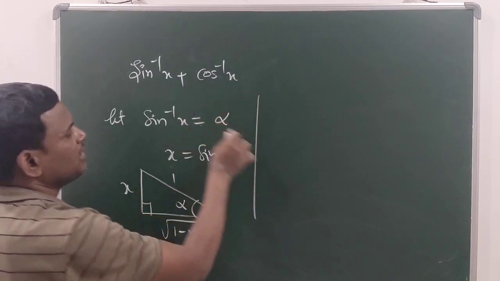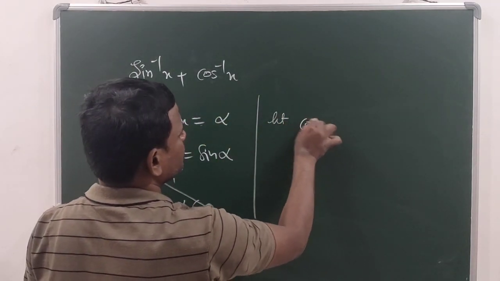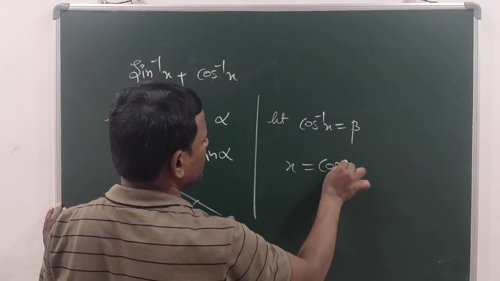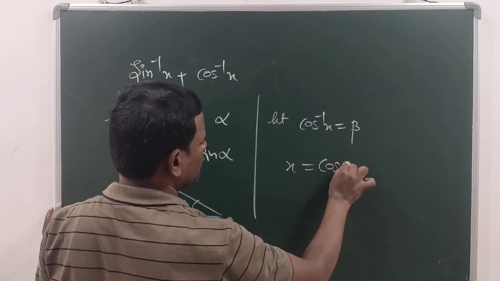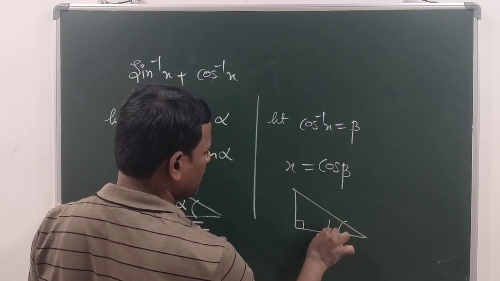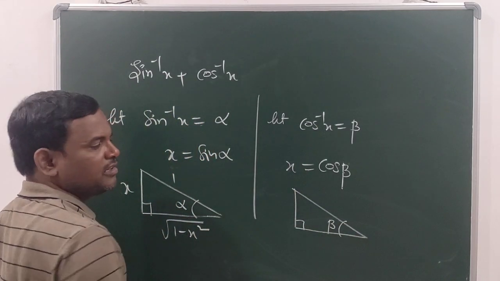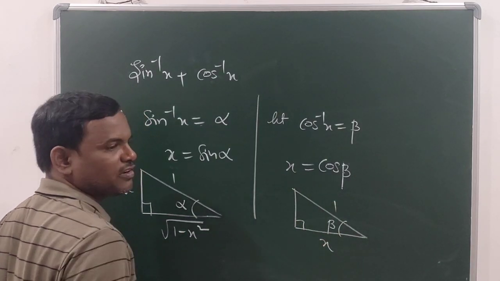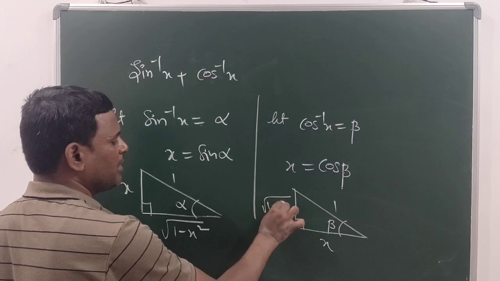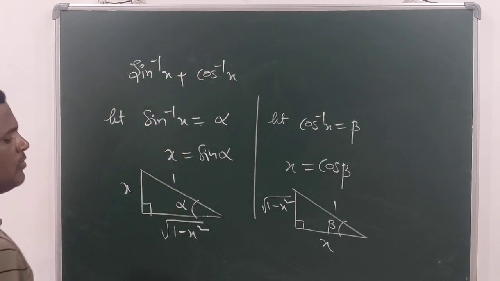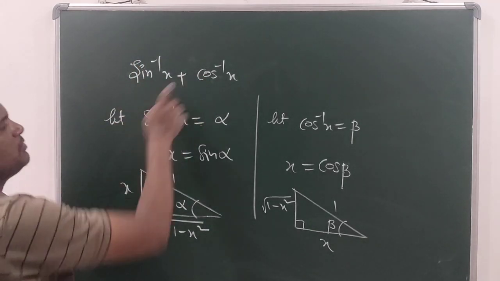Similarly, consider this is equal to beta. Cos inverse of x equal to beta. Now x equal to cos beta. Now go to the right angle triangle and take here beta and define this cos beta on this right angle triangle. Here adjacent is x, hypotenuse is 1. So opposite will be root of 1 minus x square. Okay students. Now after this we have taken alpha, this is beta now. This is alpha, this is beta.